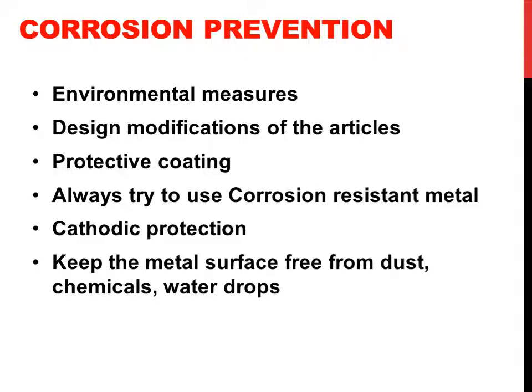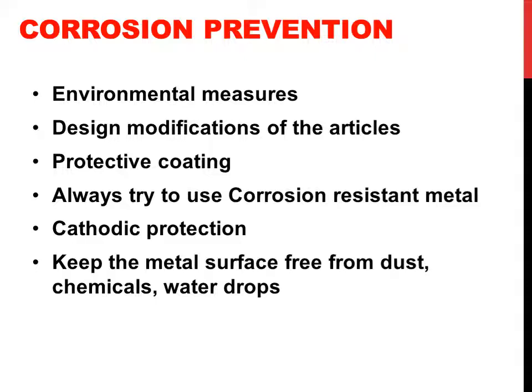Also, specifically, stress corrosion can be minimized or avoided by modifying the design of the article. With proper design of the article, the process of corrosion can be minimized. And also by applying a protective coating on the metal surface. So we can go for metal coating like galvanization or tinning, which is nothing but the protection of the metal surface by a thin film of protective coating, so that it will avoid the corrosion process on the surface of the metal.